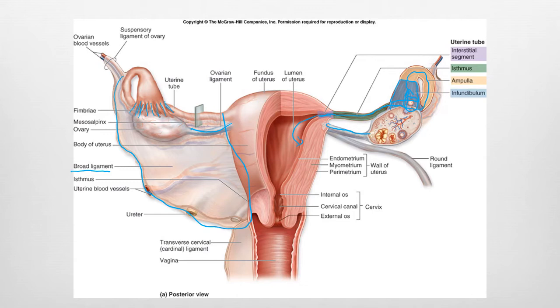Coming anteriorly from the fundus of the uterus, we have the round ligament, and the round ligaments are going to go all the way out to the external part of the body, essentially, and make their way out of the pelvis through the inguinal canal and to the labia majora. And so they're going to embed into the structures that are there as well.